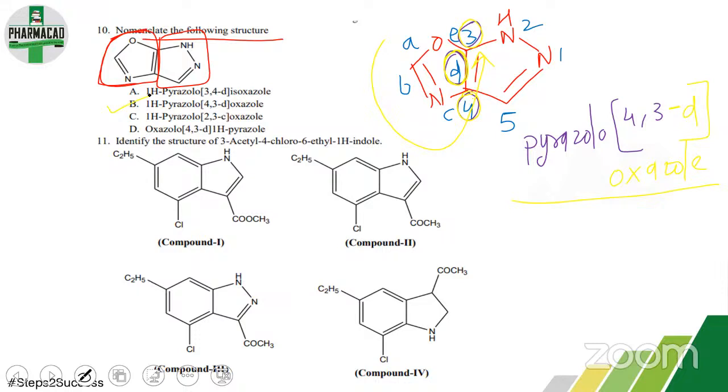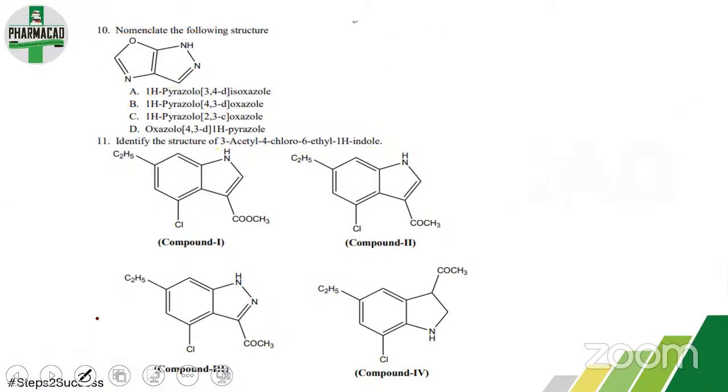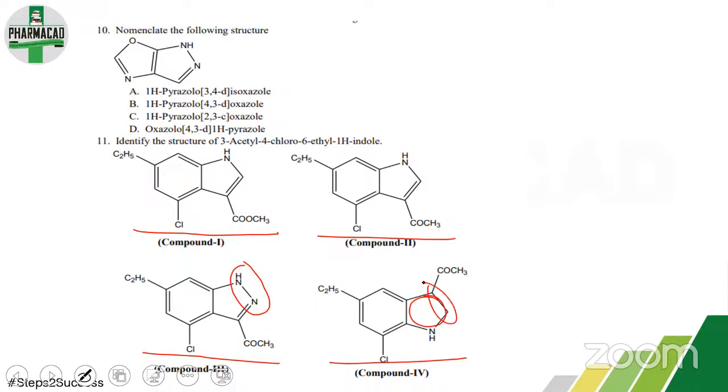Okay. Now next question. Identify the structure of 3-acetyl 4-chloro 6-ethyl 1H indole. Now what is indole? Indole is the fused compound in which the benzene and the 5-membered ring with nitrogen, that is the pyrrole ring, are fused with each other. Okay, so you can see this is benzene with pyrrole, and this is benzene with pyrazole, because it has 2 nitrogens on first and second. Okay, it is not indole because there is no unsaturation over here.